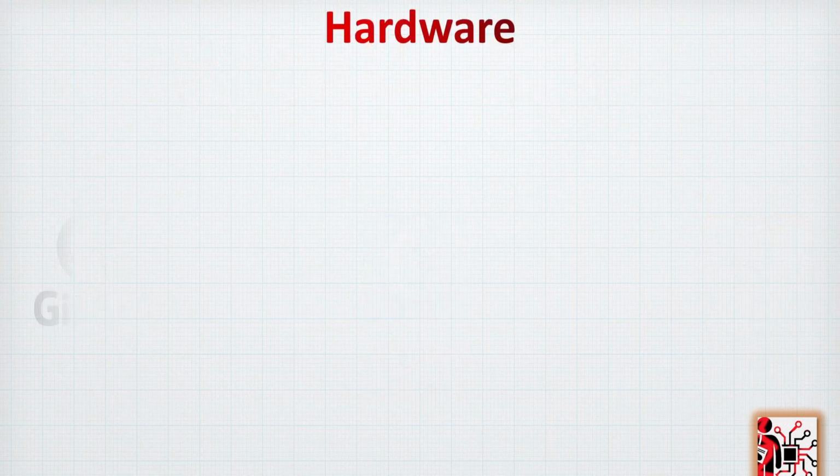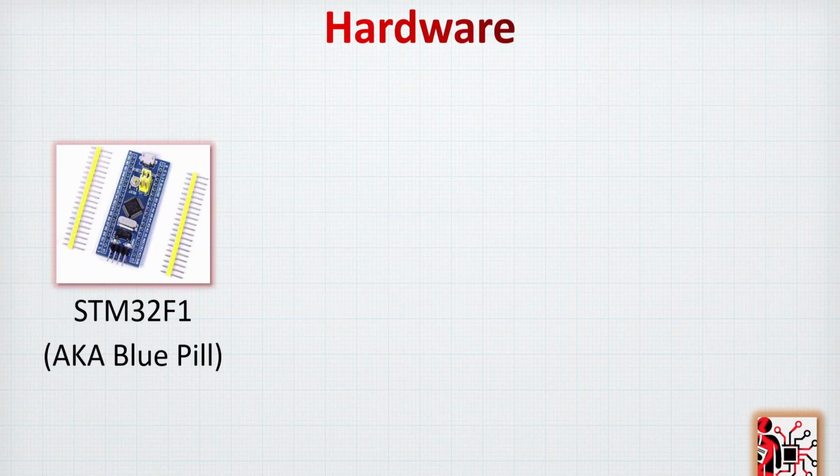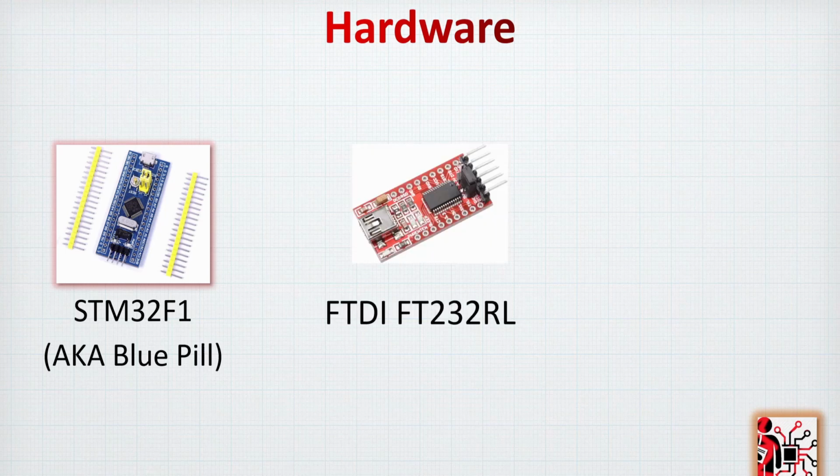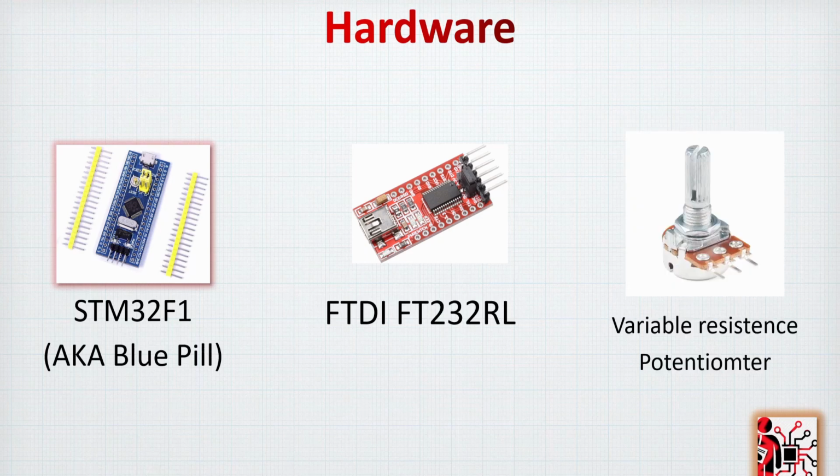So for the hardware, we are going to use the blue pill, which is the STM32F1 based microcontroller, and after that we are going to also need the FTDI or the FT232RL to establish the UART communication with the computer to display the result. Finally, we are going to use a variable resistance or a potentiometer to check the change of the ADC.